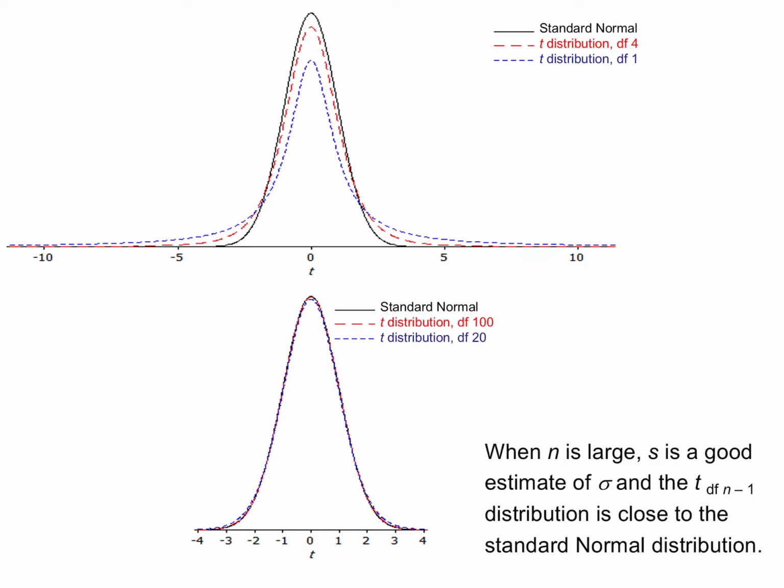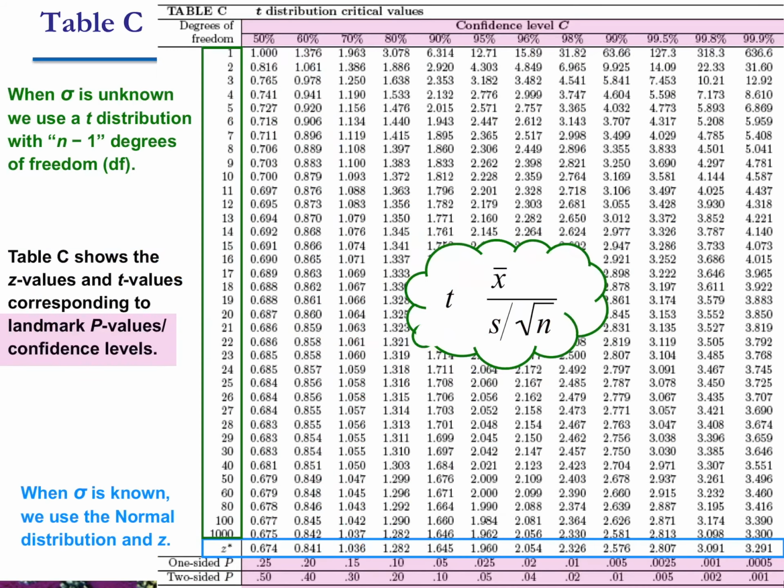So again, this is central limit theorem, right? When the sample is large, the sample standard deviation is a good estimate of the population standard deviation. And that's what these curves here are showing you, okay? That is the point that this is trying to make. All right, it's an important one to remember.